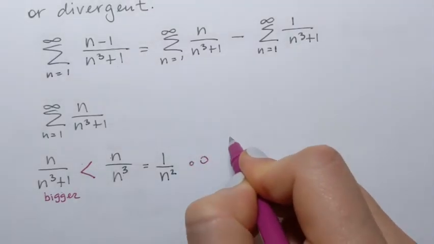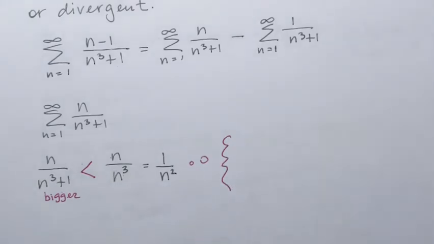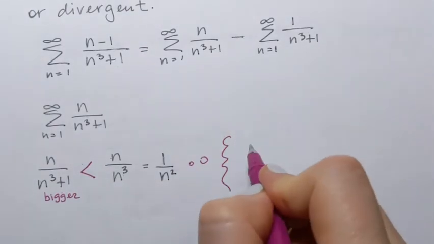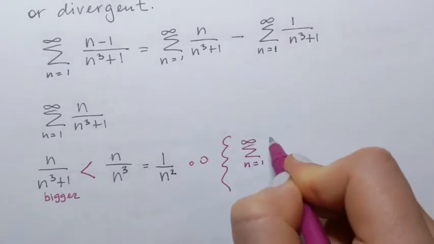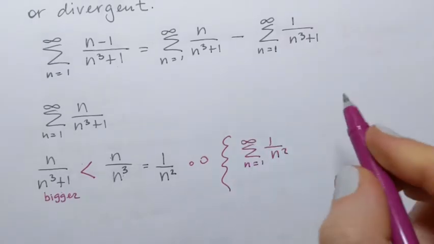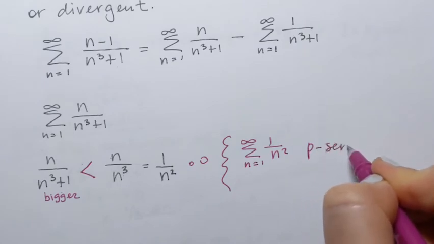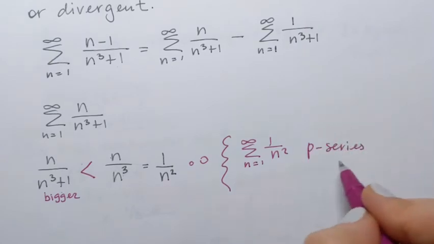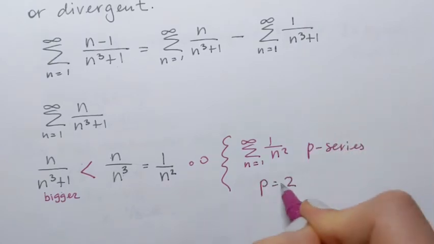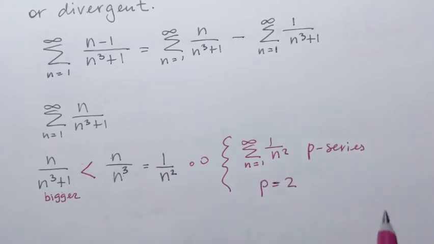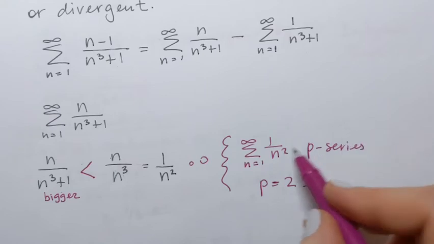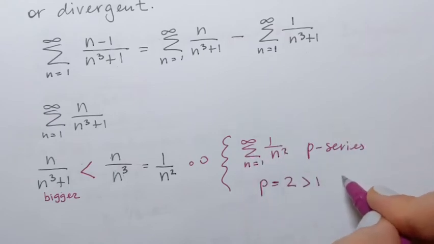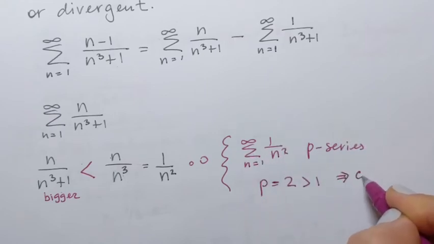But let's see if that p-series is going to be useful. So it's going to look like this. n goes from 1 to infinity, 1 over n squared. That's a p-series, where p equals 2, right? The power is 2. That is greater than 1, and that means that this p-series is convergent.